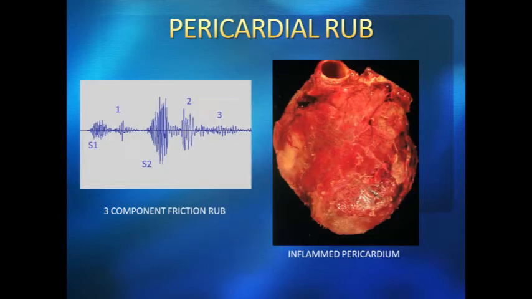The typical friction rub has 2 components, but 3-component rubs may also be heard, especially in uremic pericarditis. Listen to a 3-component friction rub. I will start with 3 normal beats and then add the rub.